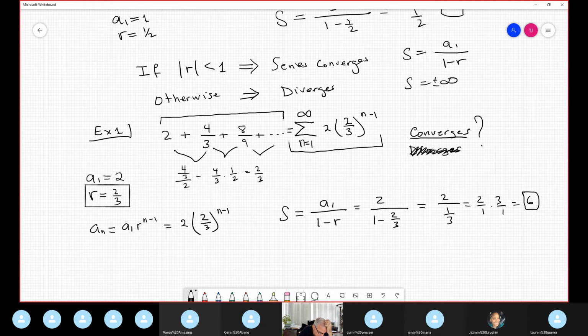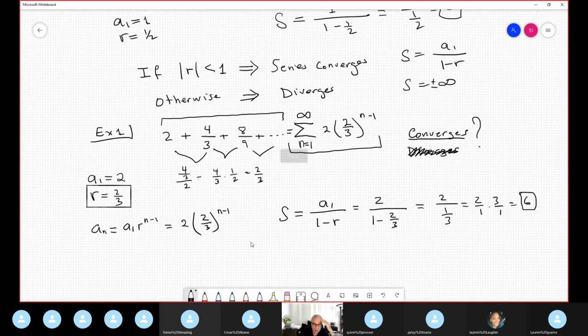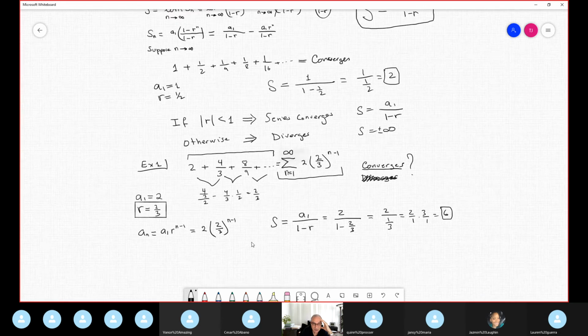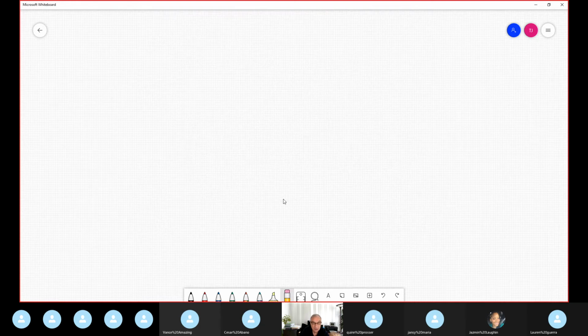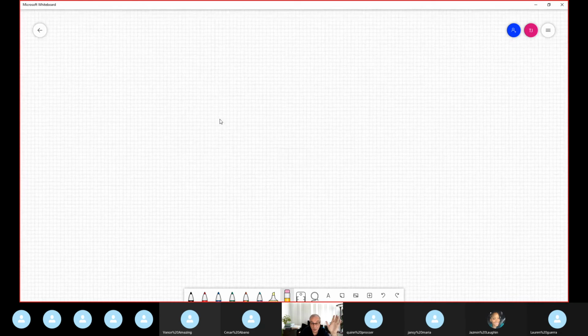I want to illustrate one fantastic, in my opinion, application for this series. This is not the only one that we have. In calculus 2, we need to see series again in detail. But remember, we are discussing here geometric series. If it's not a geometric series, then it's more complicated.